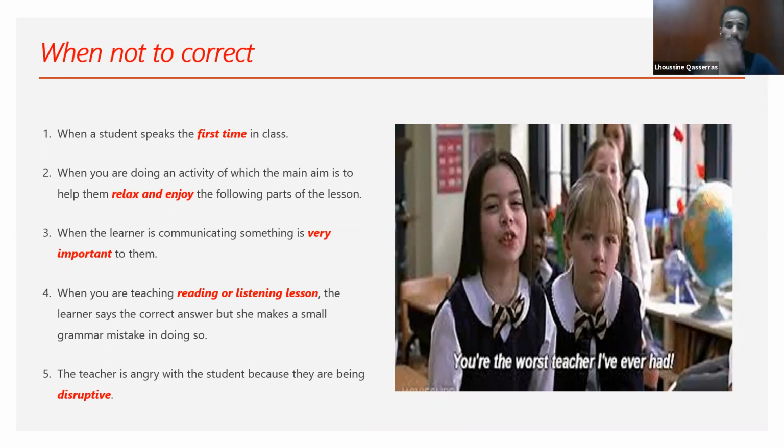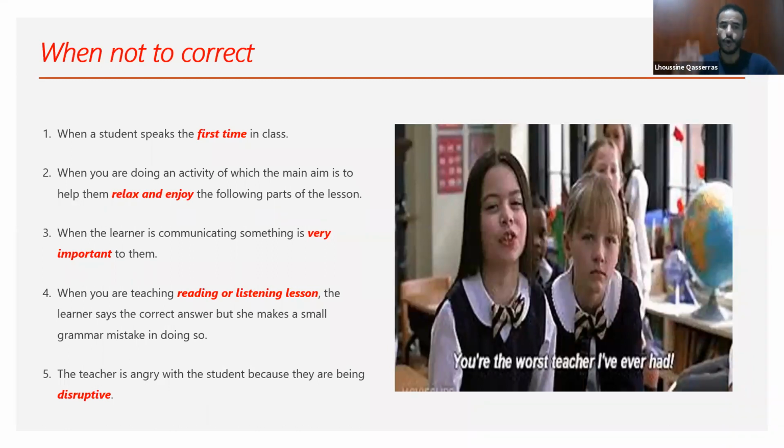Just listen to them. Number 2, when you are doing an activity of which the main aim is to help them relax and enjoy the following part of the lesson. Go back to your objectives. My objective is to have fun, relax, etc. I don't correct mistakes. Number 3, when the learner is communicating something very important to them. For example, a learner may tell you, teacher, I want to tell my classmates what my philosophy teacher said. So don't correct, because the learner is going to tell them something very important about philosophy class or French class or geography class. Even though he makes mistakes, it's okay because the information is important.